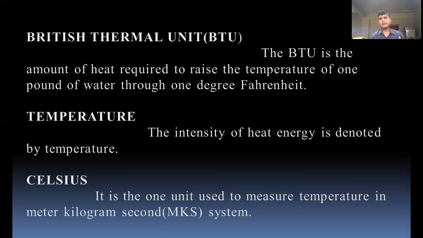All are weighing units, units of a weighing scale: gram, kilogram, pound. And 1 degree Celsius for both calorie and kilocalorie, and here it is 1 degree Fahrenheit. So in this manner, if we compare all the 3 definitions, you will be able to easily learn and define them. Next is temperature, the intensity of heat energy, which is denoted in temperature.